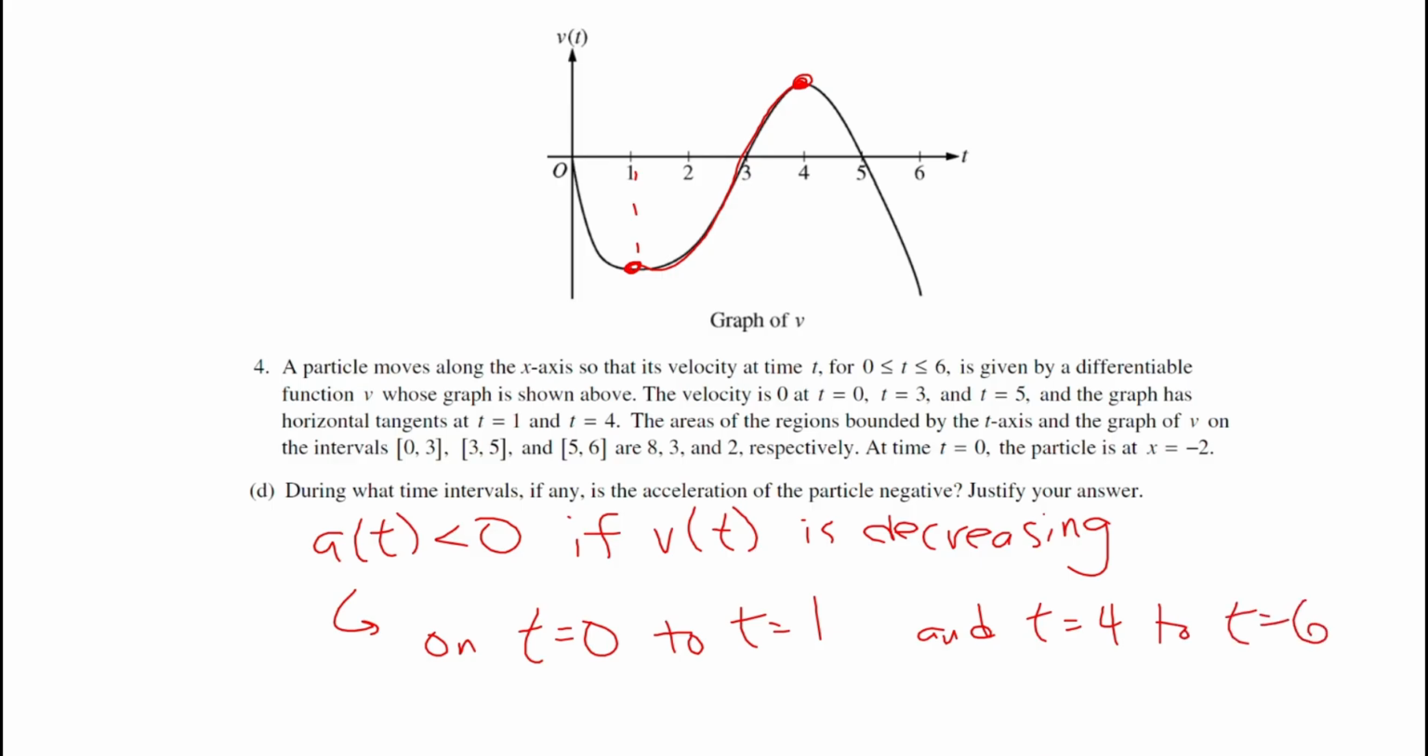And that's really all you have to do for this. That's worth 2 points, 1 for the answer and 1 for the justification that v of t is decreasing on those intervals. So that's the end of this motion FRQ. It's question number 4 from the 2008 AP Calculus AB exam.